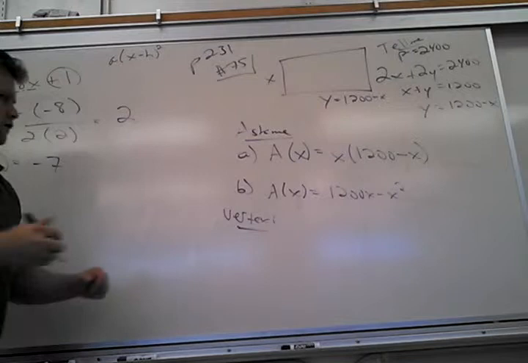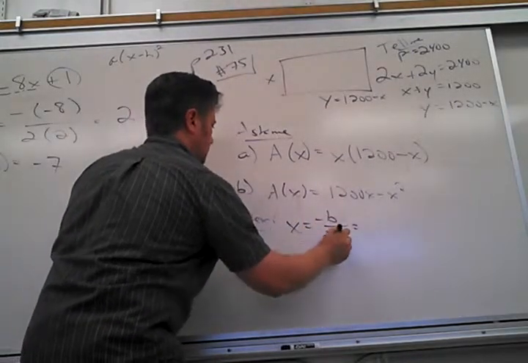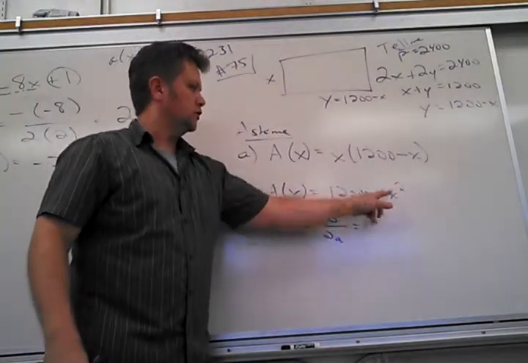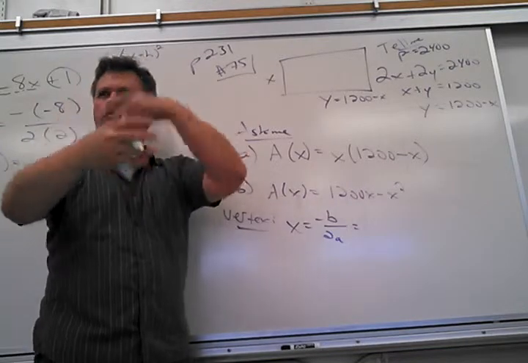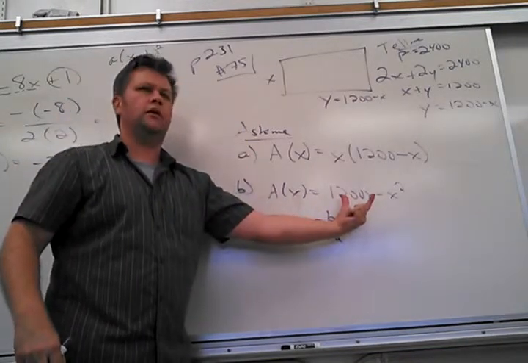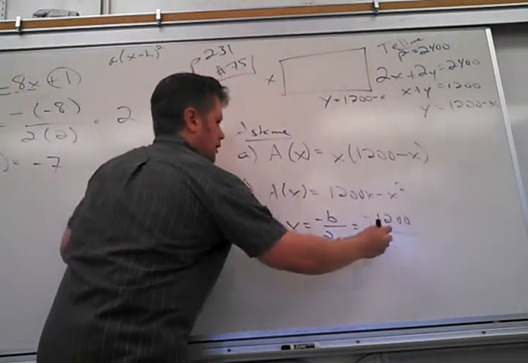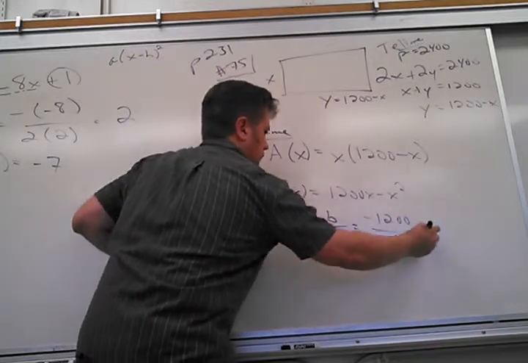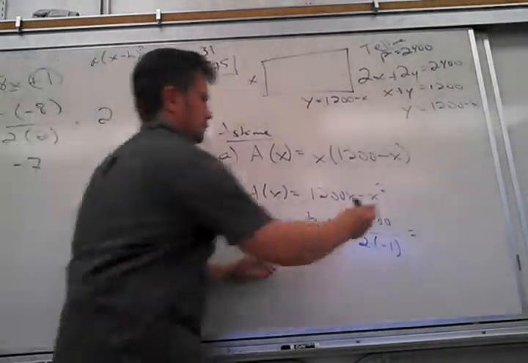I love it. There, yeah, negative b over 2a. Now here's where you got to be really careful. What's b? 1200. Exactly. This is out of order, right? So it's ax squared plus bx. So b is 1200. I always get people throwing that around. Just because you put it out of order doesn't make things change. So b is 1200. A is negative 1. 600.